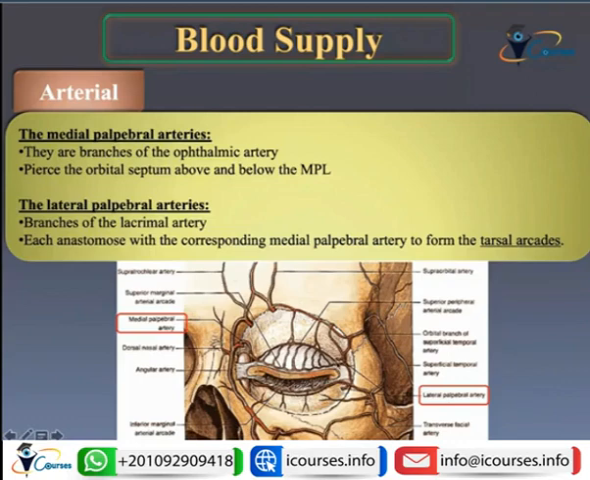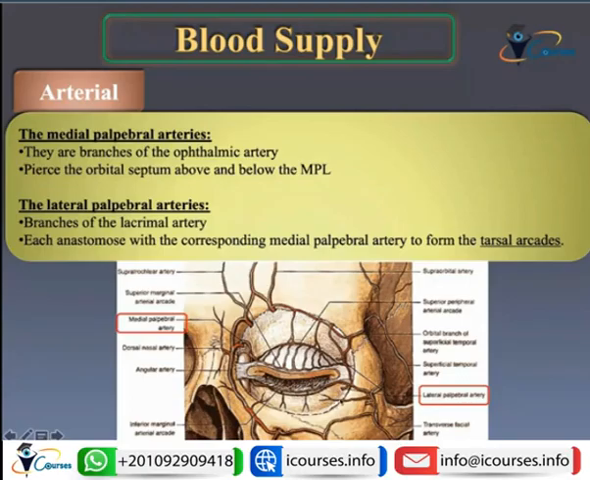The superior branch of the lateral palpebral artery and the superior branch of the medial palpebral artery will join together to form what are called arcades. So in the upper eyelid, there will be two arcades. The first one is in front of the tarsus, called the tarsal arcade. And we have a peripheral one above the upper border of the tarsus, called the peripheral arcade.